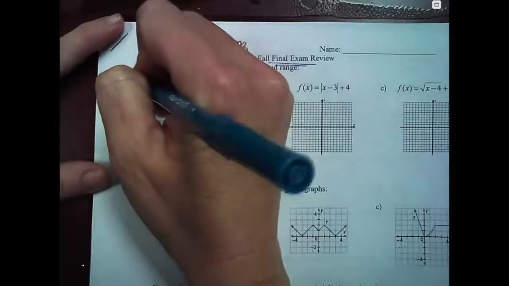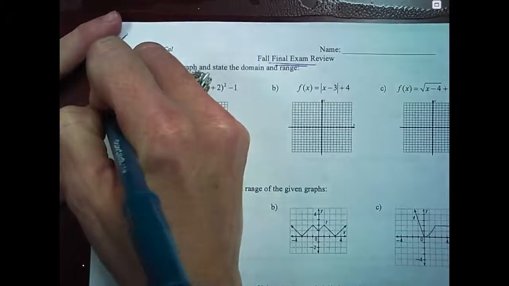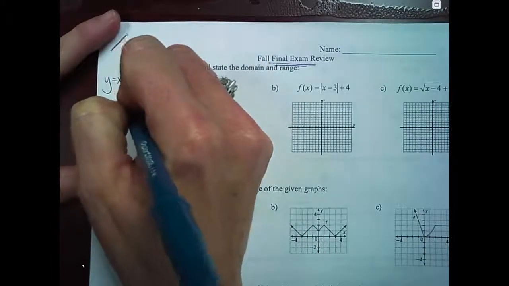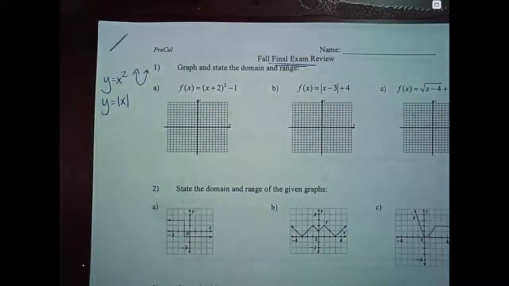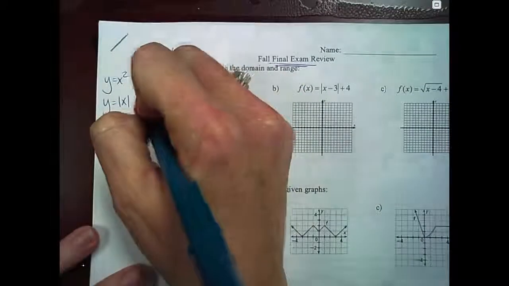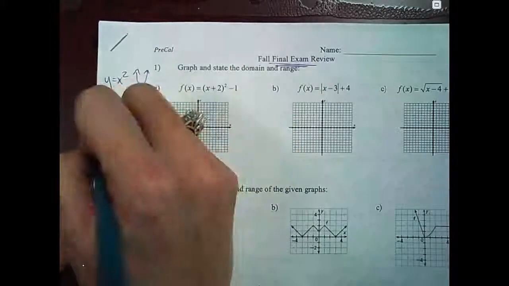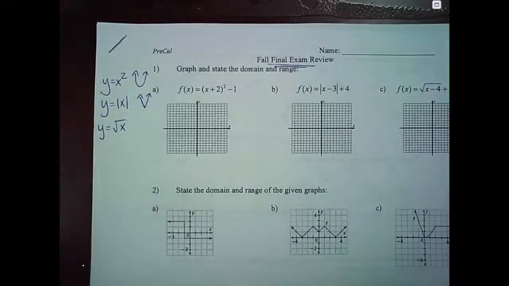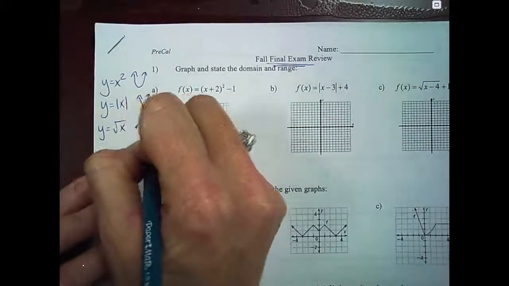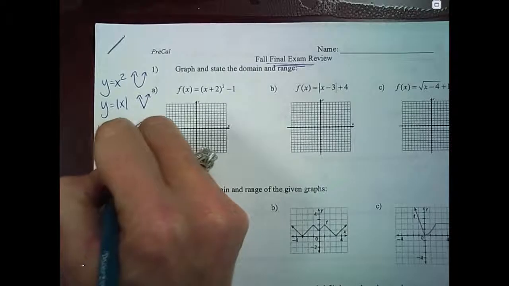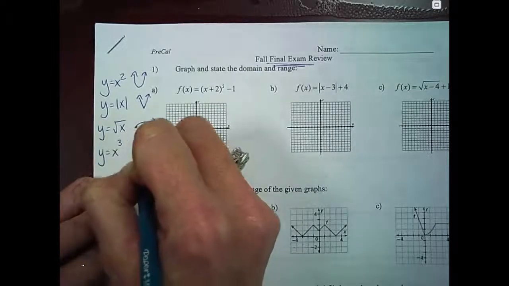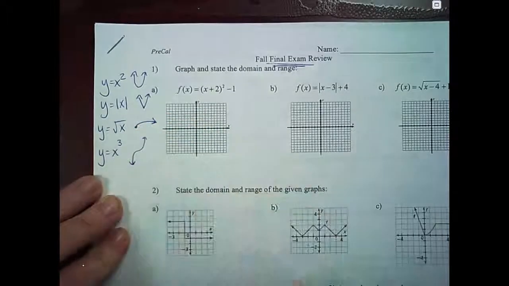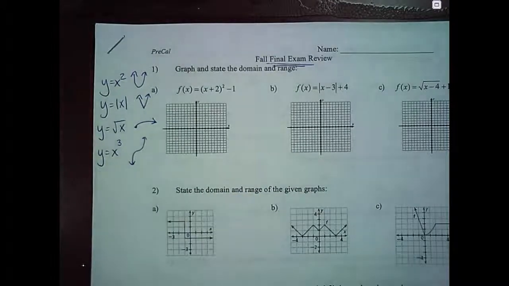A parabola, excellent. Okay, and then how about maybe y equals the absolute value of x? What does it look like? A V, and y equals the square root of x. That's what kind of graph? The hill, right? Looks kind of like a hill. And then maybe y equals x cubed. So if you remember that one, that's the one that goes like this. Those are some parent function graphs that we've studied this year.